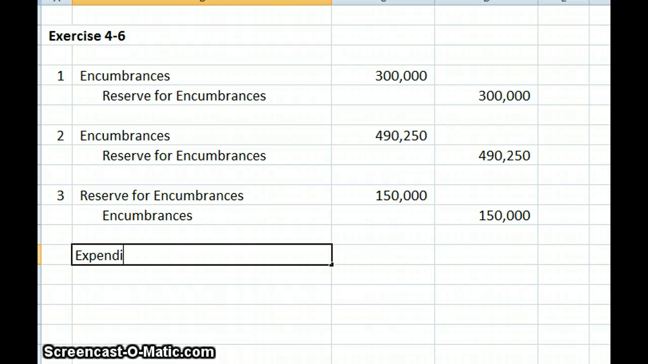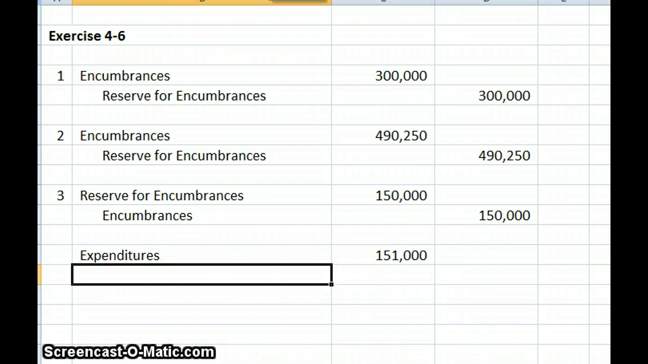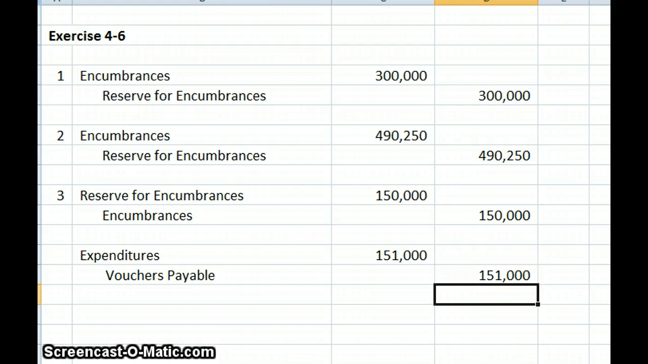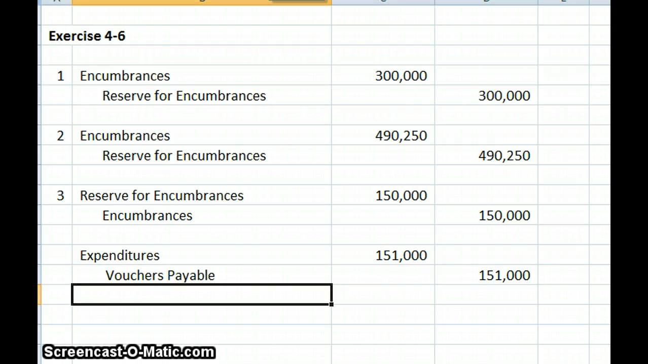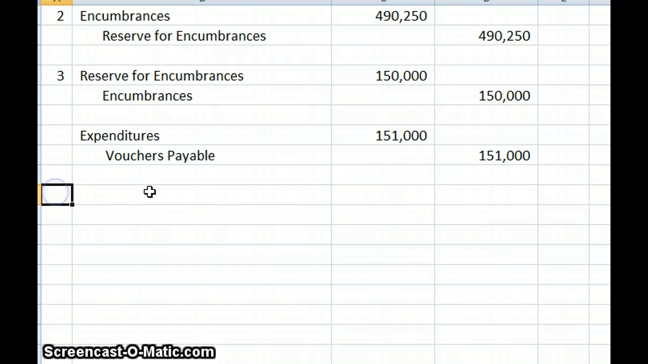So then we're going to record the actual purchase. So that's when the transaction is taking place. We have expenditures $151,000, and we're going to have our vouchers payable of $151,000. Okay, so that's receipting the supplies, recording the voucher that we will pay. Okay, let's move on then to number four.